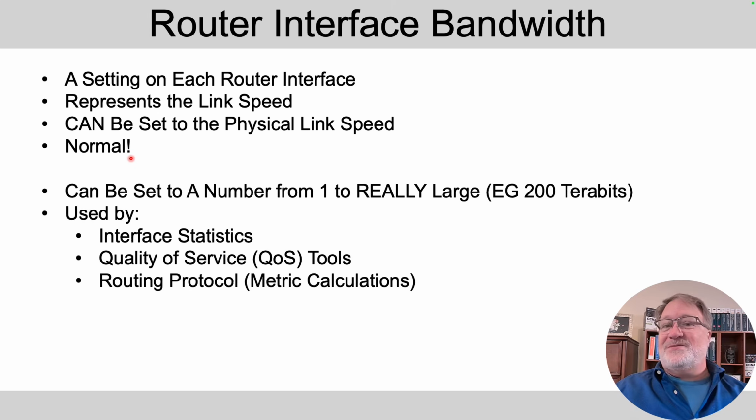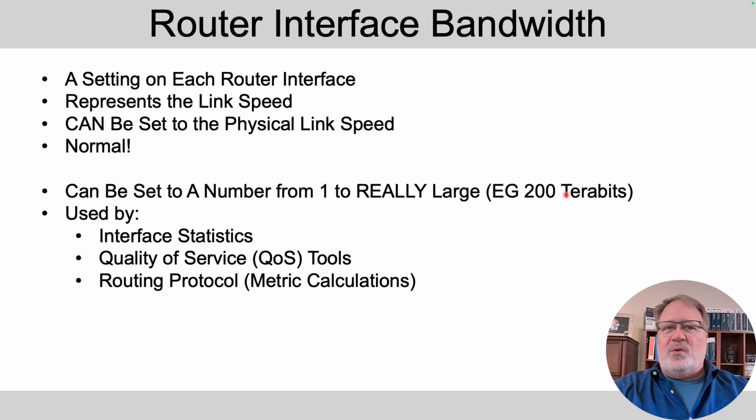In fact, just for fun, I checked on a router and found that I could set that router from a value of 1 to 200 terabits worth of bandwidth, even on an interface that could at most run 1 gigabit per second. All right, so the point is, it's a software setting that's independent from what's happening physically on the interface. And it may be useful in some cases to change it to something different from the physical interface speed.